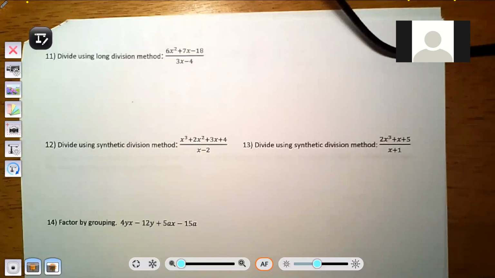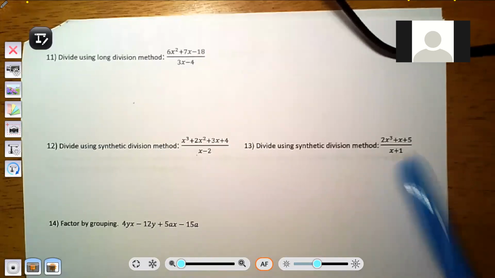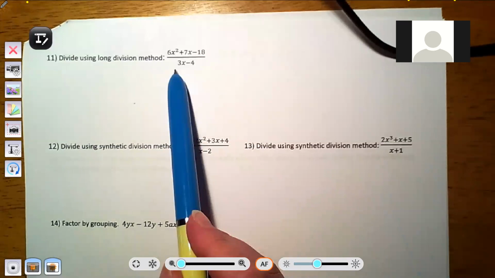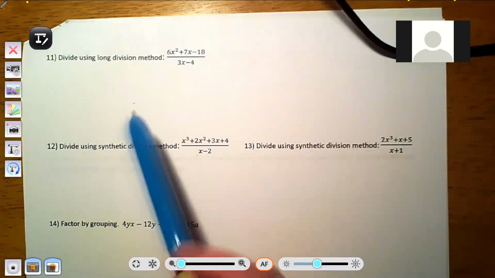Okay, so we did a little bit of multiplying right now. So now let's move on to dividing. There's long division and synthetic division. Synthetic division only works if it's x plus or minus a number. It does not work if it's got some leading coefficient other than 1, or if it's not linear.